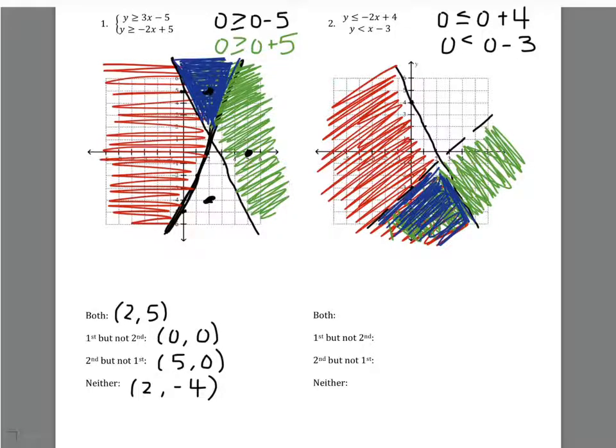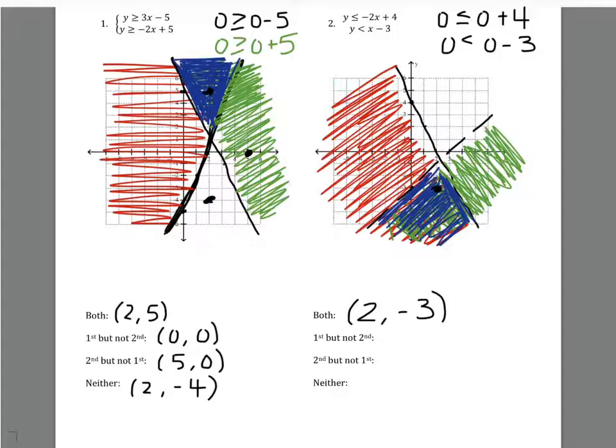So pick a point from there. This time I'm going to pick x equal to 2. How about y equal to -3? Do you see that x equal to 2, y is -3, it's inside the blue region that I shaded twice.